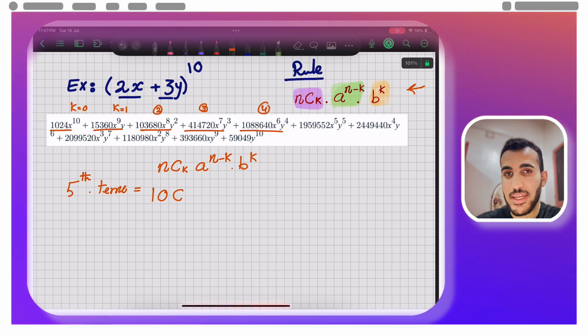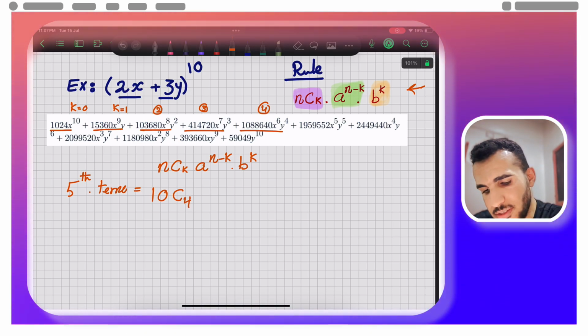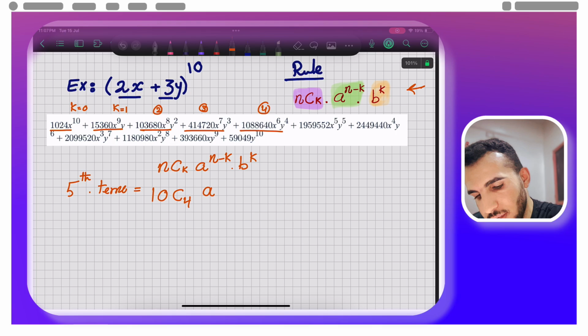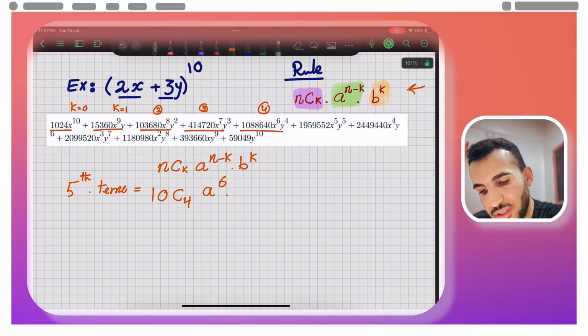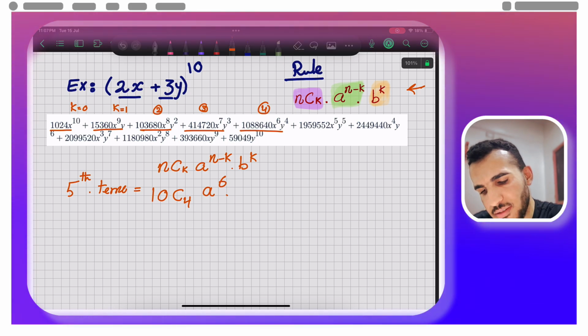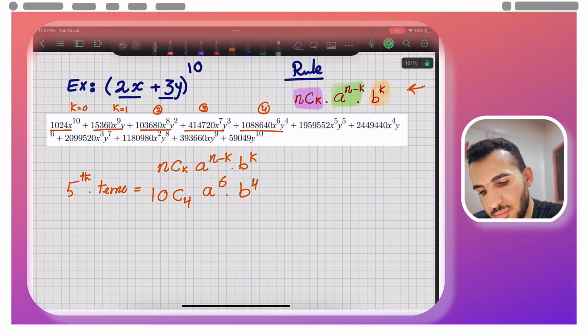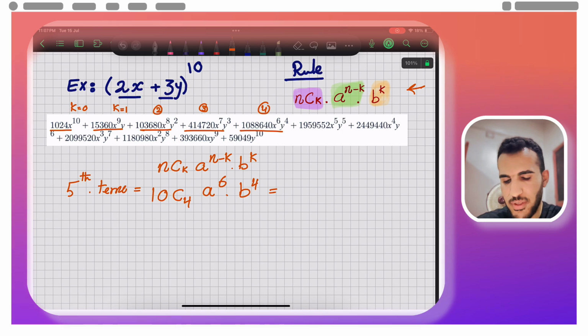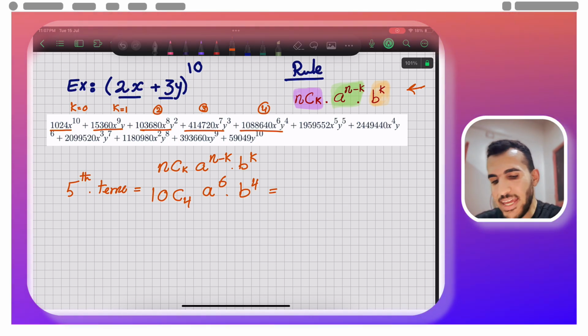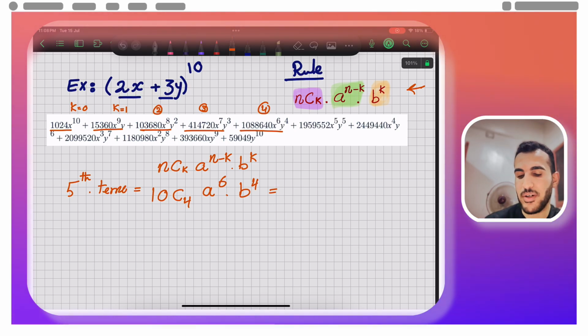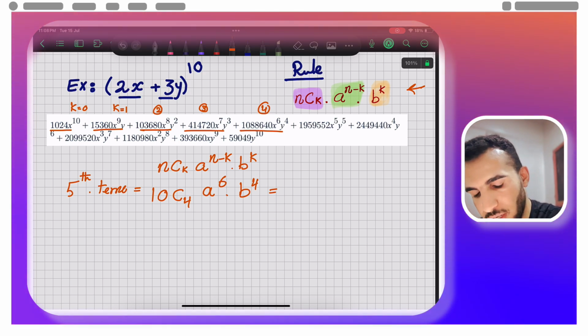So the first term, k was 0 power. So in this case it will be 4. So a power n minus k is going to be 6, and b power k is going to be b power 4. But you're going to ask me, we don't have a in the example and we don't have b. So by a I mean the first term, and by the letter b I mean the second term.